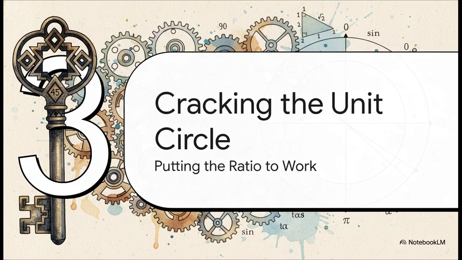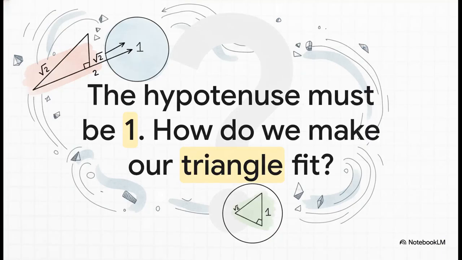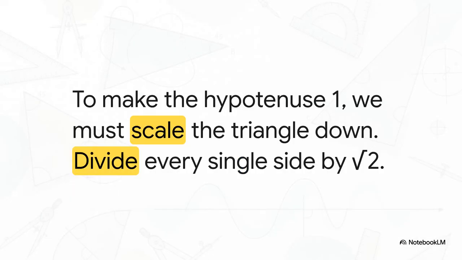Okay, so we've got our key. Now let's use it to crack the code of our main target, the unit circle. But wait a second. We've got a problem. Our magic triangle has a hypotenuse of the square root of 2. But the unit circle, by its very definition, has a radius of exactly 1. And that radius is going to be our triangle's hypotenuse. So our triangle is too big to fit. What do we do? Simple. We just scale it down.